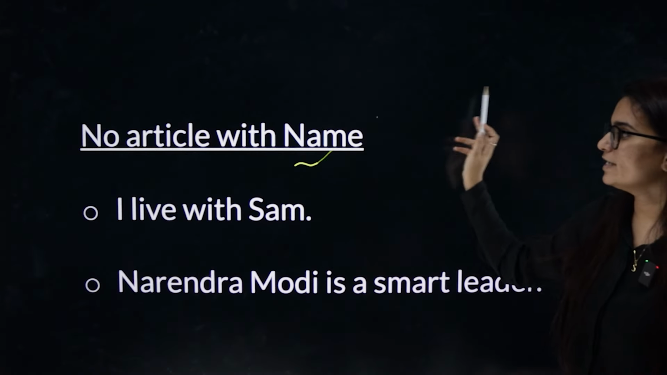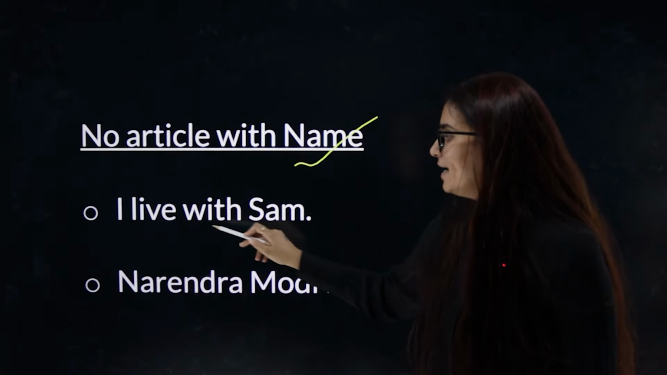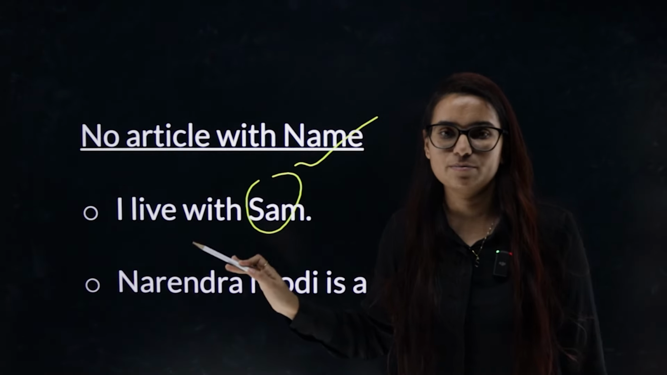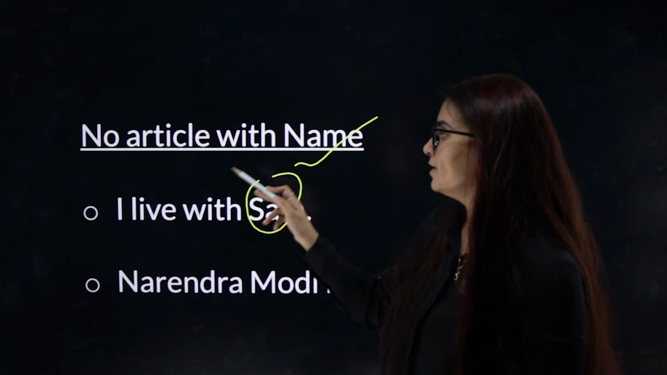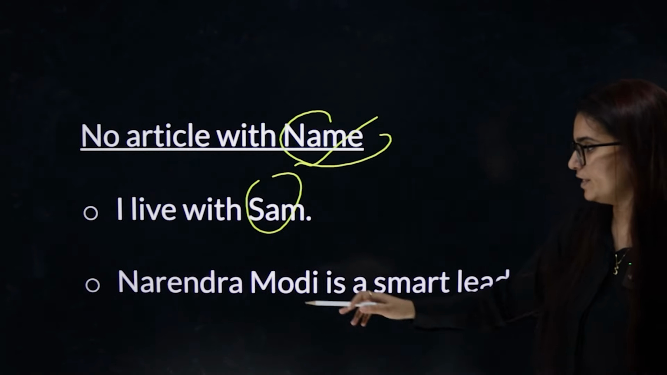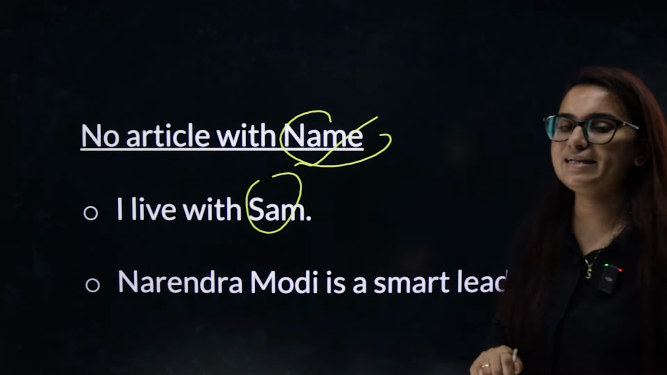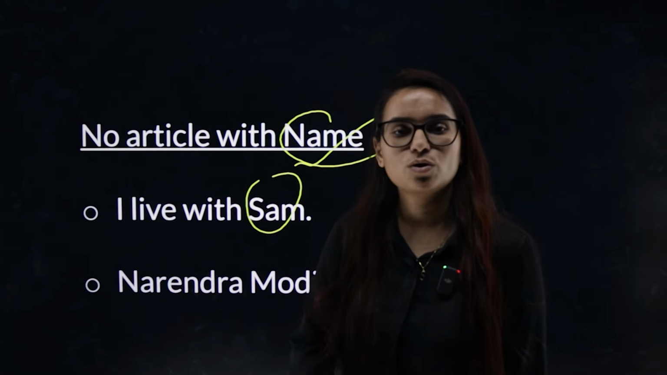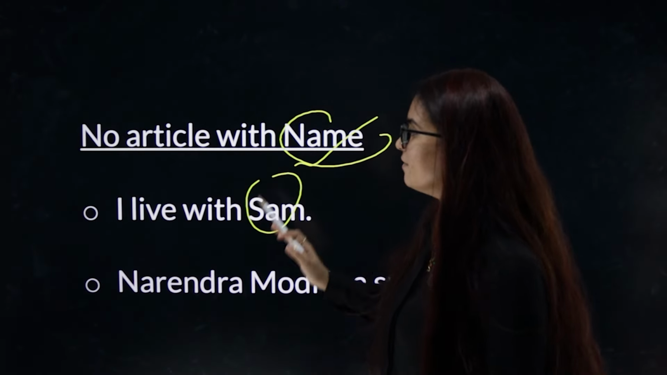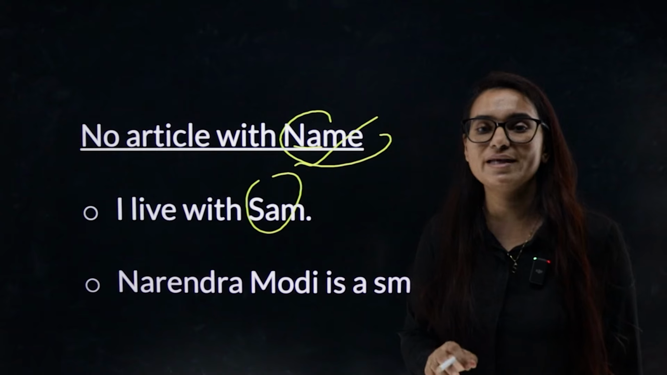Next we have no article with names. I live with Sam, not "the Sam." Narendra Modi is awesome. "The Narendra Modi is awesome" is wrong. You will not put an article in front of a name. Narendra Modi is a smart leader. You cannot put "the." "The Mahatma Gandhi"? No, only Mahatma Gandhi. Never ever put any article in front of names.